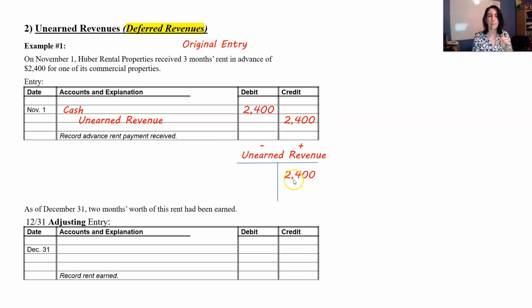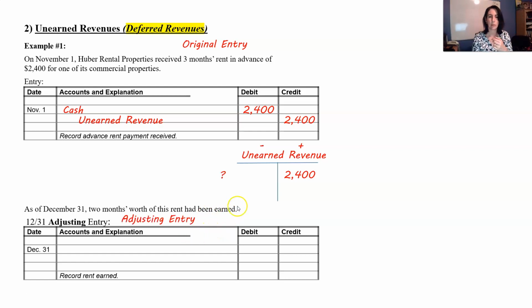Right, it's a liability. Now the idea is after it's November 1st, they rent our property for November and December, 2 months, right? So that's going to be $1,600 worth, right? Because it's 3 months, 800, 800, 800. So as of December 31st, 2 months worth of this rent has been earned. So we let them rent our space for 2 months.